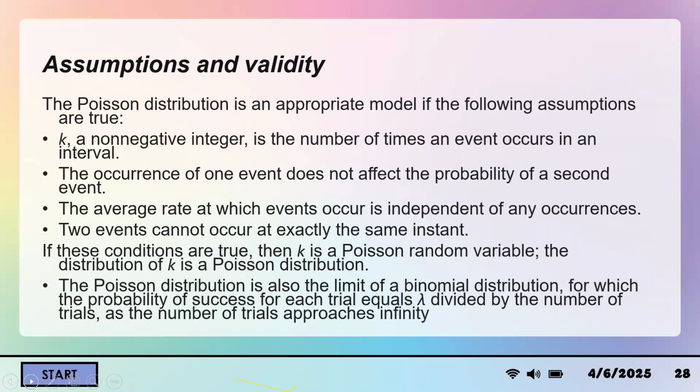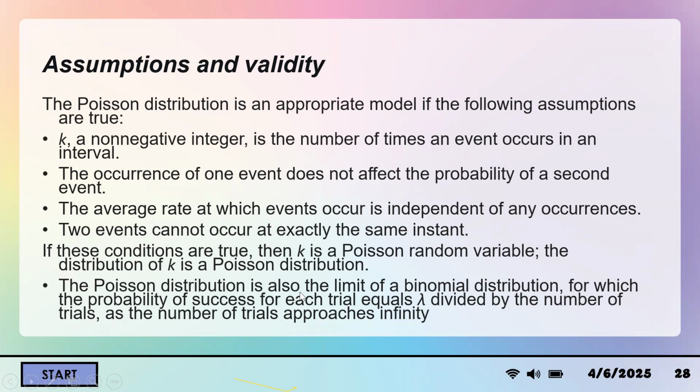So what are the assumptions and validities for a Poisson distribution? The Poisson distribution is an appropriate model if the following assumptions are true. K is a non-negative integer, the number of times an event occurs in an interval. The occurrence of one event does not affect the probability of a second event. The average rate at which events occur is independent of any occurrences. Two events cannot occur at exactly the same instant. If these conditions are true, then K is a Poisson random variable, and the distribution of K is a Poisson distribution.